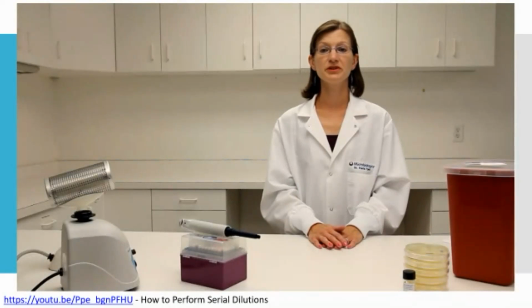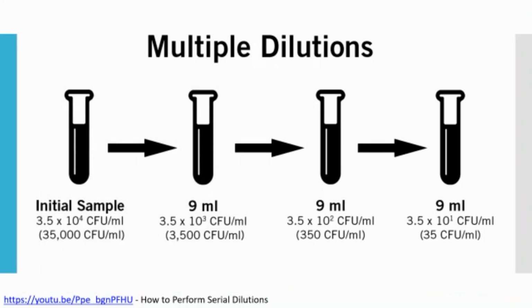We use multiple dilutions to decrease the sample concentration by multiple logs. Here is an example. If the concentration starts at 35,000 CFU per milliliter, or 10 to the fourth, and 35 CFU per milliliter is the target concentration, we would do 3 serial dilutions. We would take 1 milliliter from the initial tube and place it in 9 milliliters.